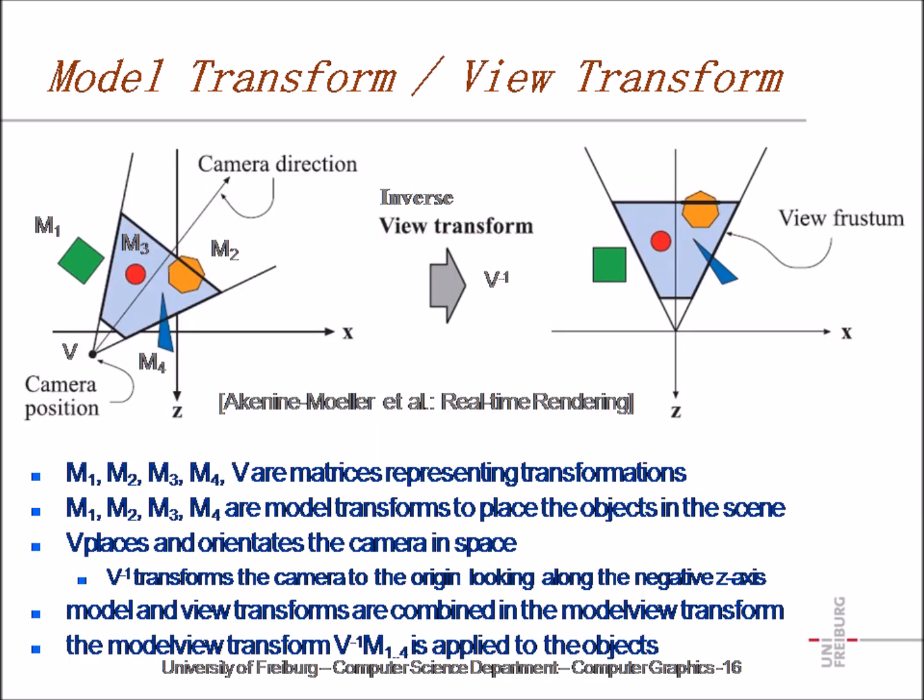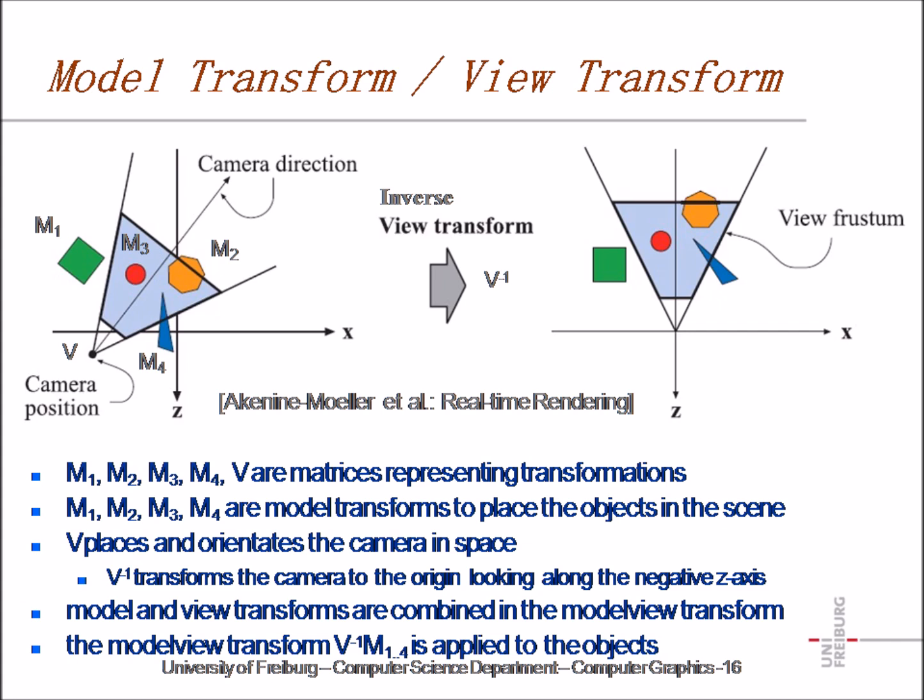Dear students, here you can see the demonstration of model transform and view transform with the help of a figure. To understand these concepts, first of all, we will look at the left side of the figure, where you can see 4 objects in different colors and shapes: green, red, orange and blue. Green for square, red for circle, orange for octagon and blue for triangle. These objects lie on the XZ plane.